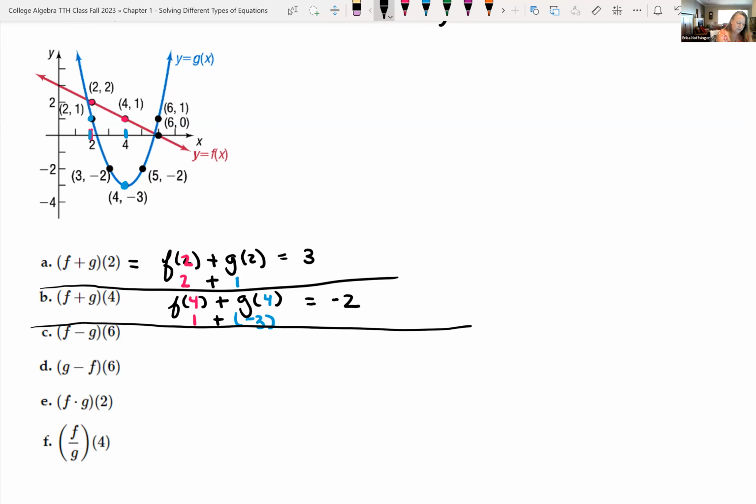So the next one, we're given f minus g of 6. So we're looking at f of 6 minus g of 6. Locating x equals 6 on the graph. F of 6 is 0 minus g of 6. G of 6, my y value is 1. So 0 minus 1 gives me back -1.